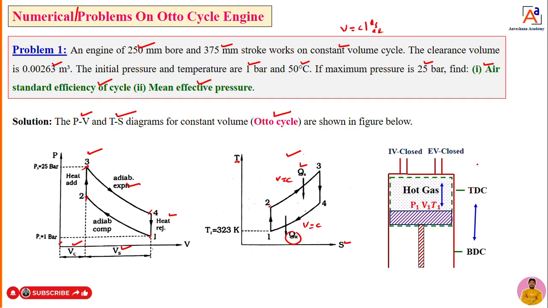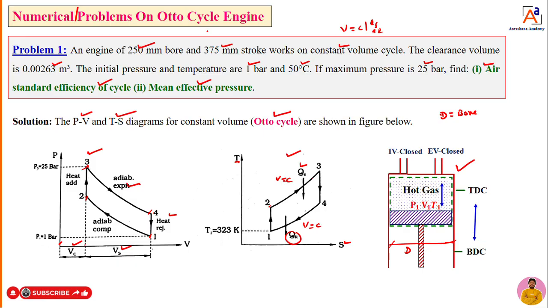Dear students, he has given an Otto cycle, and some data here. What are the data? 250 mm bore. Bore is represented as capital D, or some authors take small d. It's up to you. Bore is nothing but the inside diameter of the cylinder. That is represented as D.